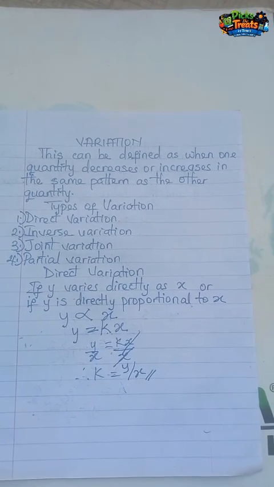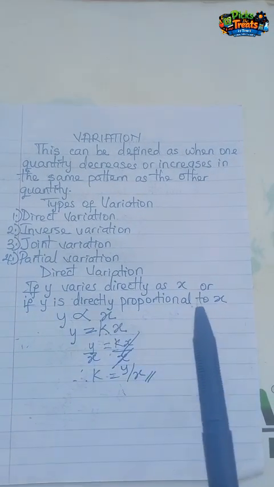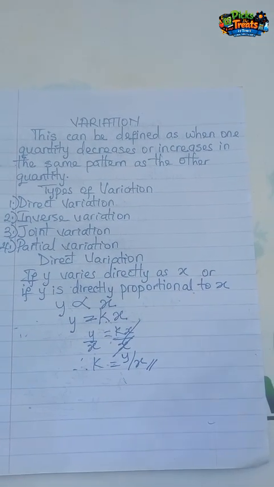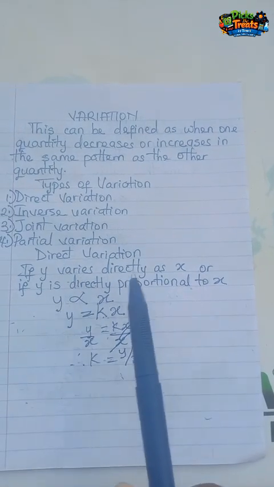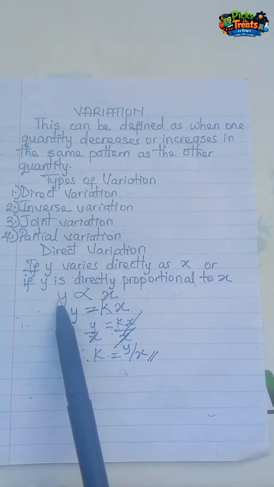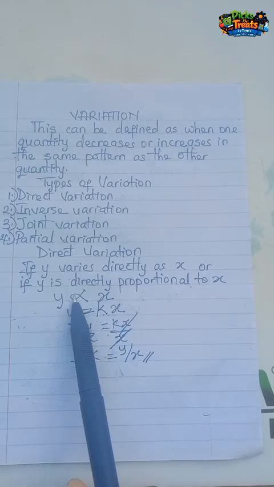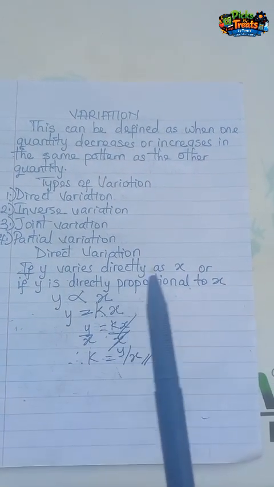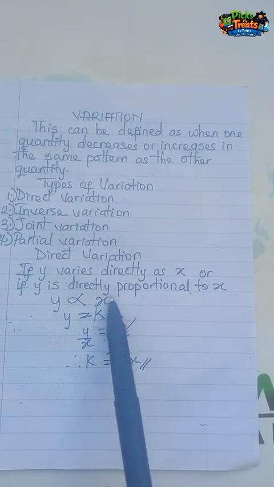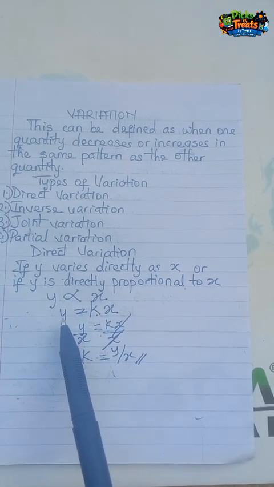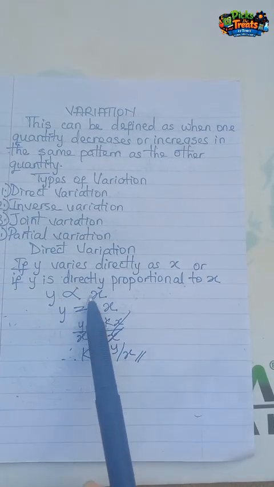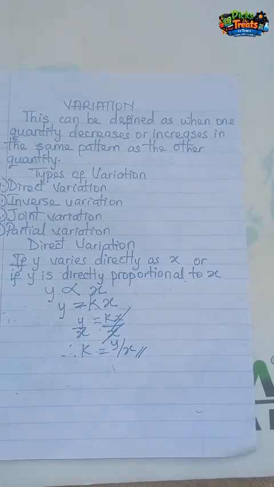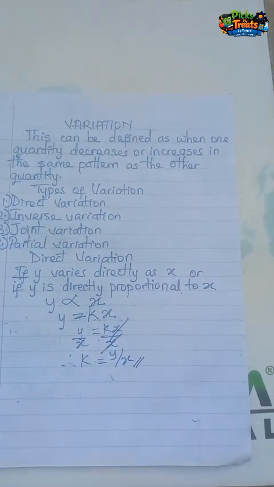Under it, they said if y varies directly as x, or you can say if y is directly proportional to x. Let me use the first one. Write down your y first. It then varies directly, this is the sign for it. Varies directly as x, write your x. This sign will change to an equals sign, and when it changes, you introduce a constant k and you write back your x there.